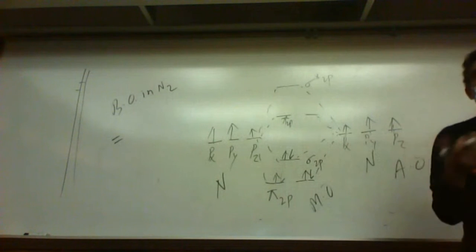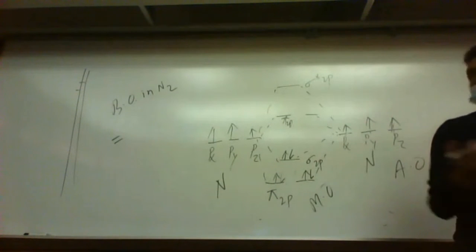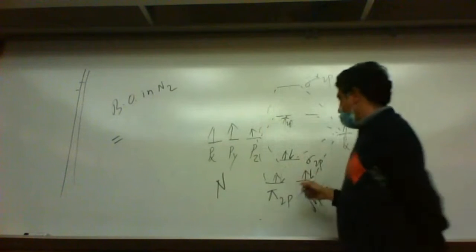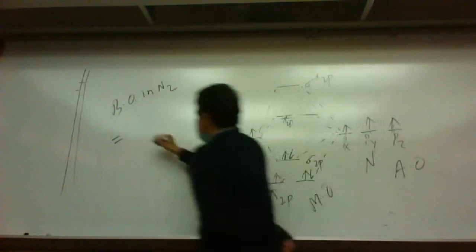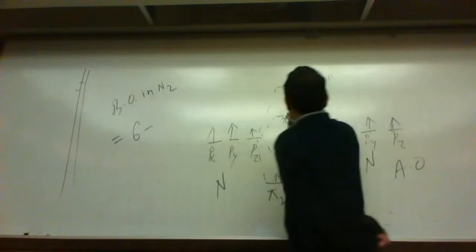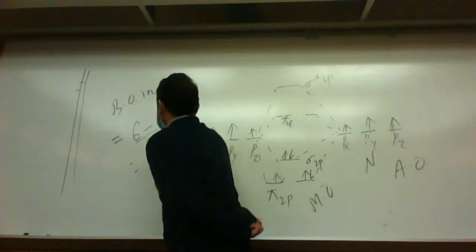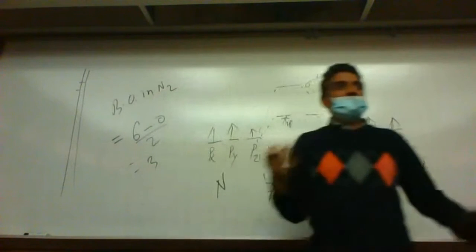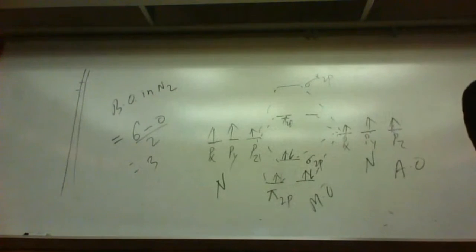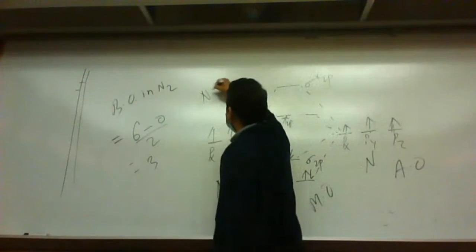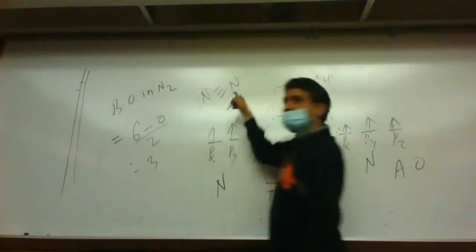So bond order is the number of electrons in bonding minus the number of electrons in anti-bonding, divided by 2. There are no electrons in anti-bonding above this level. So 0. There are 2, 4, 6 here, 6 in bonding and 0 in anti-bonding. And divide by 2, that is 6 by 2, which is 3. So how many bonds between the nitrogen atoms? There are 3 bonds between the nitrogen atoms. So nitrogen is always like this, N triple bond N.